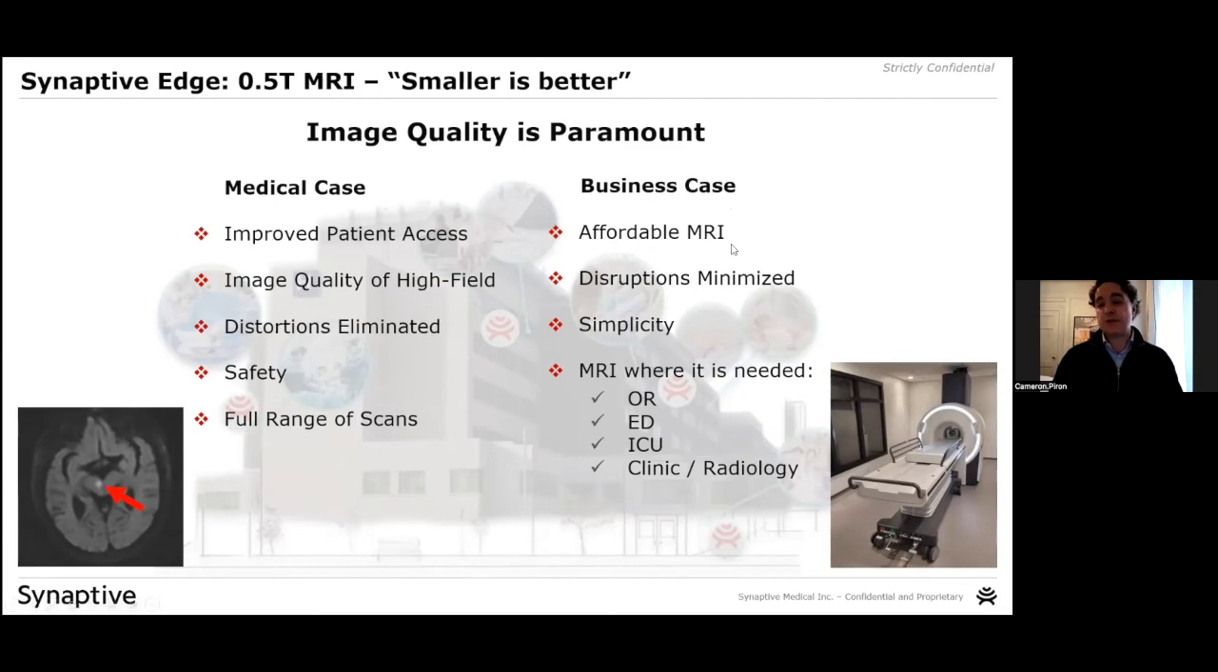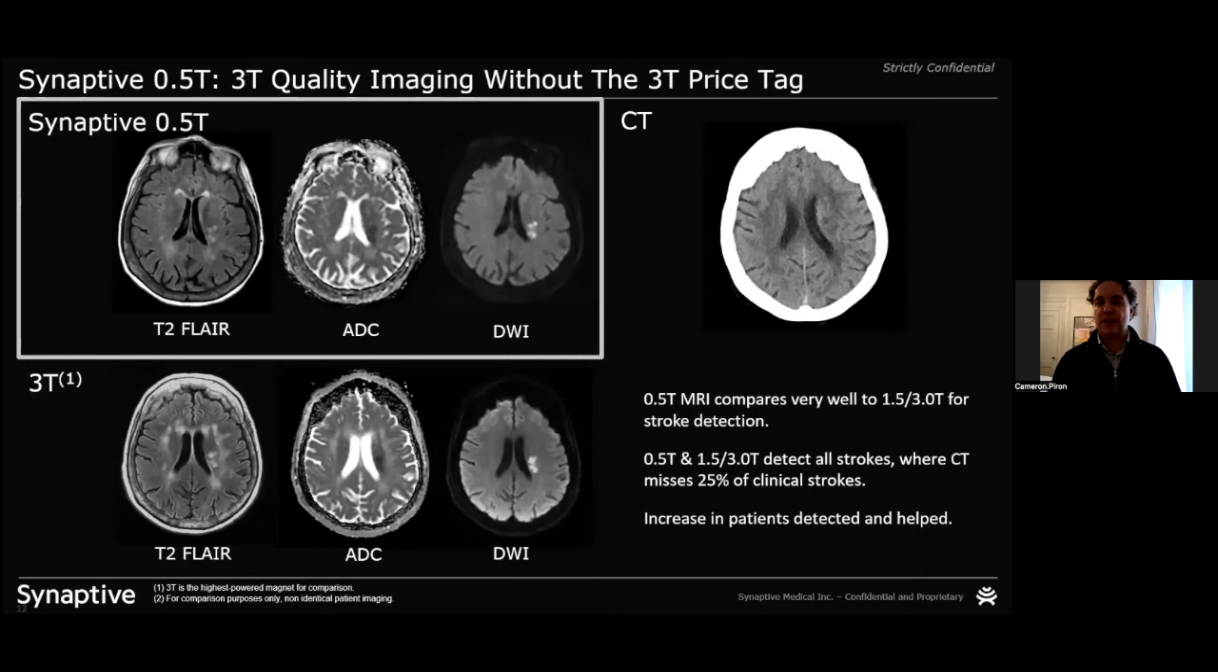And from the business side, which is important to track, we can deliver affordable MRI. We can have much better improvements to workflow and disruptions in the radiology department, and also let radiology help expand itself into areas like the operating room and emergency department and areas like ICU.